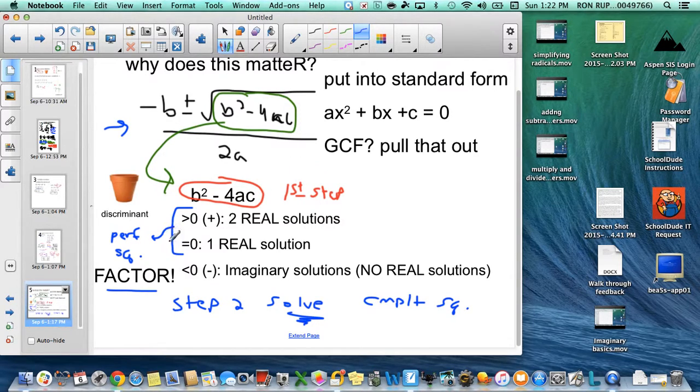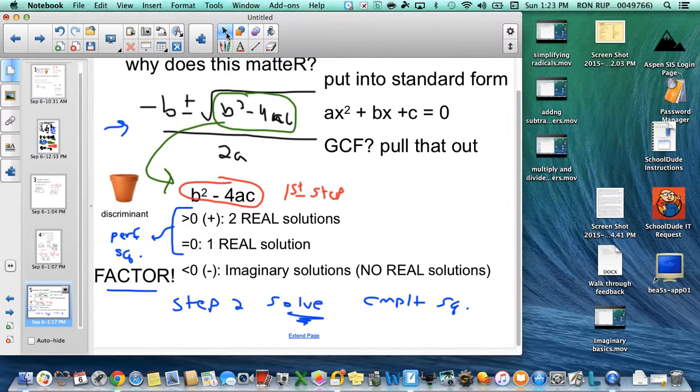If you get down to this, and it's a positive number like, I don't know, square root of 40, that's not a perfect square. So use the quadratic formula and find out what your two real answers are. Or complete the square and find out what your two real answers are. The cool thing is this formula will always get you there. Complete the square will always get you there. It's just a matter of what you prefer to do.